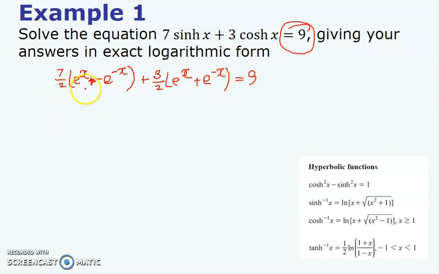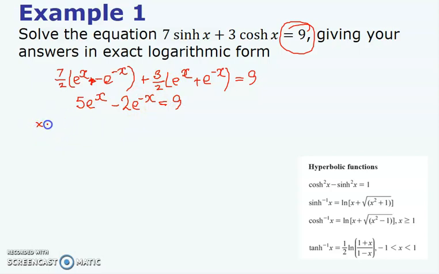Equals 9. So I basically collect up all my e to the x terms. I've got 7 halves plus 3 halves, that's 10 halves, which is 5. And I collect together all my e to the minus x terms. I've got 7 over 2 of the minus plus 3 over 2. I reckon that's minus 4 over 2, which is, is that right? Minus 2e to the minus x. That's right. 7 halves minus 3 halves is 4 halves. Yes, that's right. Equals 9.